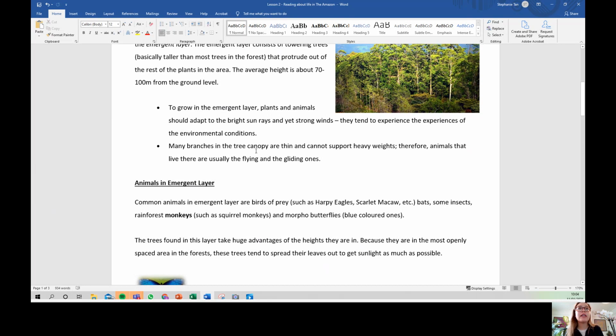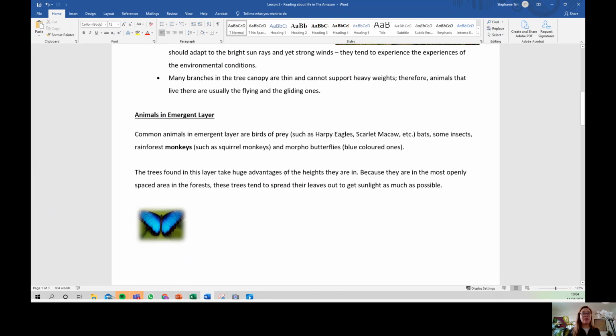Many branches in the tree canopy are thin and cannot support heavy weights. This is what I was saying about jaguars being in the top layer. They couldn't go that high. Therefore, animals that live there are usually flying or gliding ones. So birds, maybe some lighter squirrels, flying squirrels. Now, I want you to pay close attention to what animals you find in the different layers, because the activity we're doing next will be you writing down which animals you might find in the different layers.